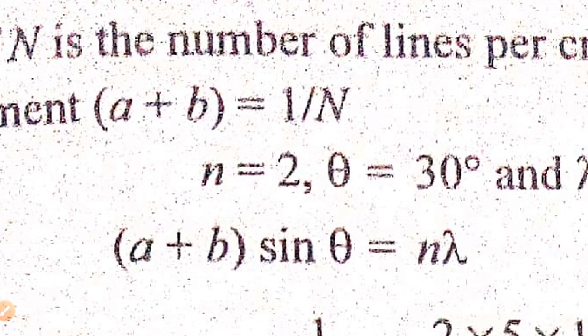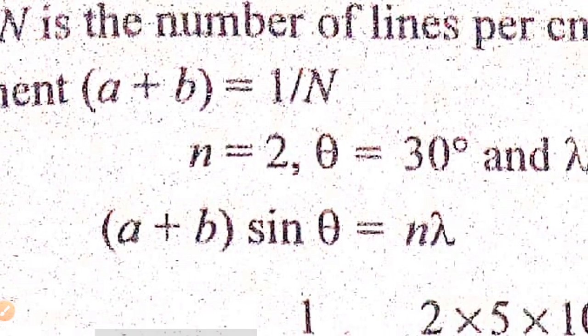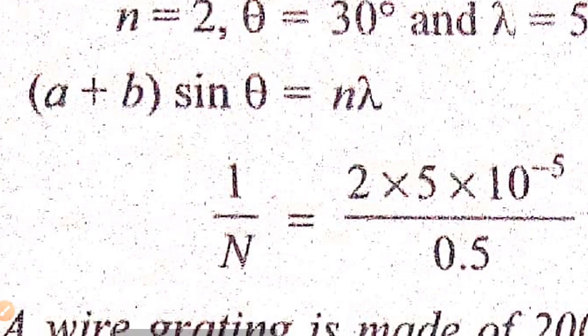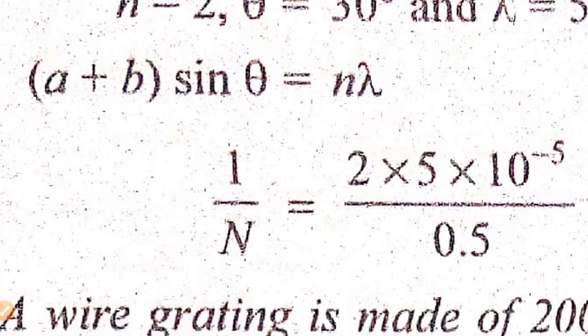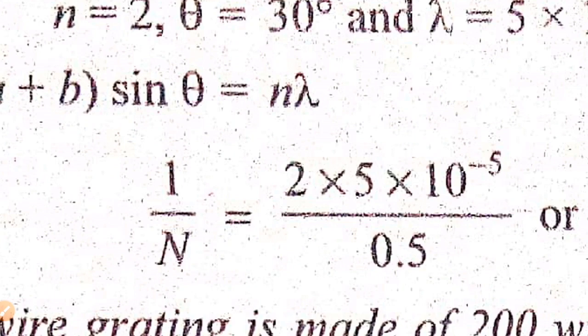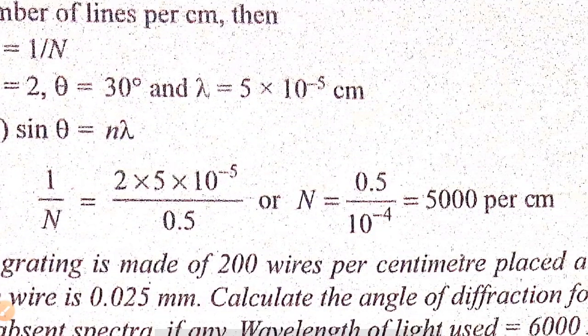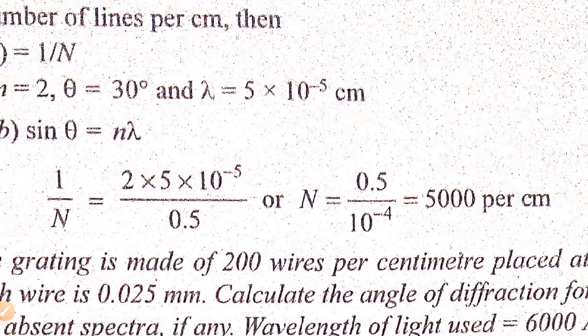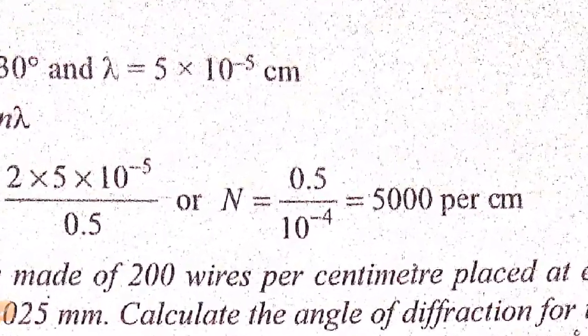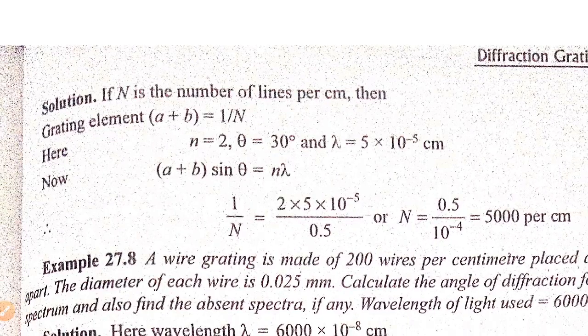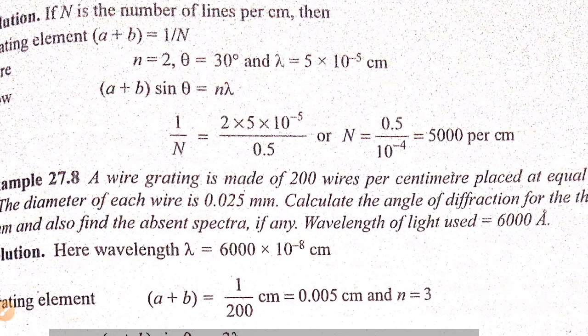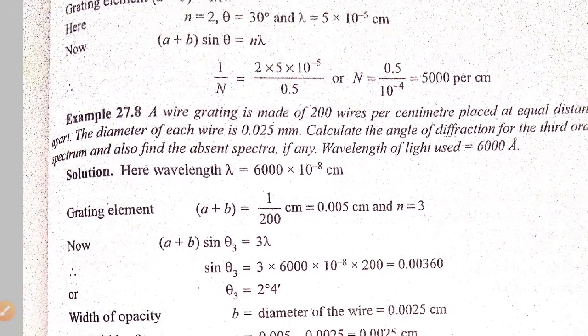The formula is a plus b sin theta equals n lambda. Put this value, a plus b means 1 by n, equal to 2 into 5 into 10 to the power of minus 5 divided by sin 30, that is n is equal to 0.5 into 10 to the power of 4, means 5000 lines per centimeter. Put this value a plus b here, so you can get the value further.